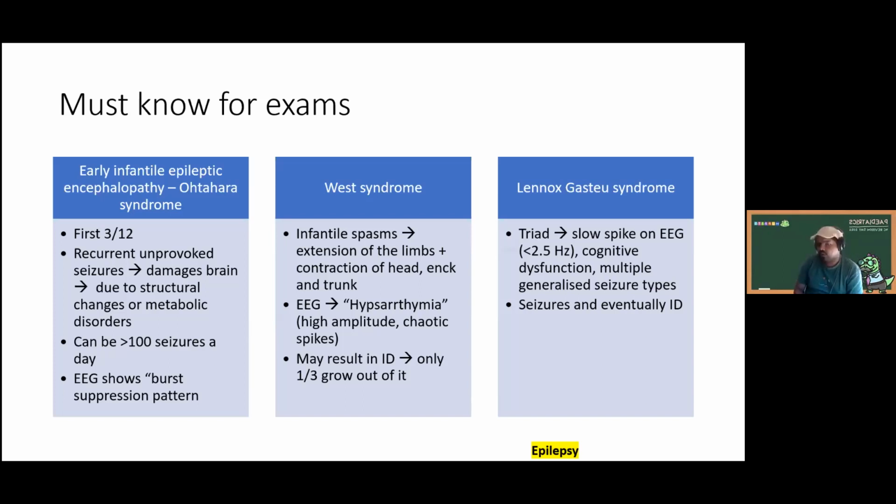And then you have something called Lennox-Gastaut syndrome. It's seizures that eventually will lead to an intellectual disability, because the amount of seizures and the strength of the seizures are really not compatible with neurodevelopment. And you see this triad. You see this really slow spike on EEG. They have cognitive dysfunction, and they have different seizure types all presenting at once.